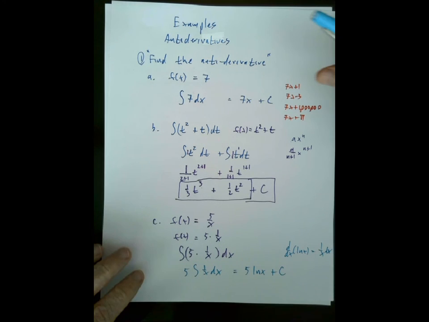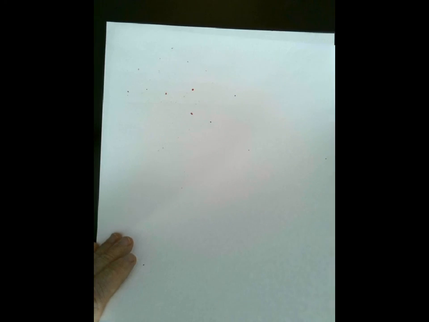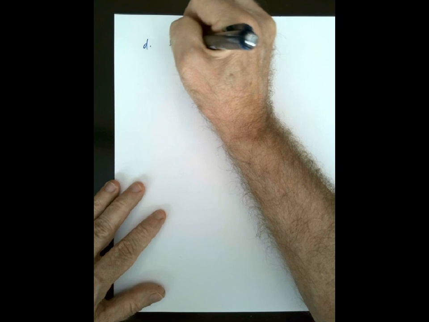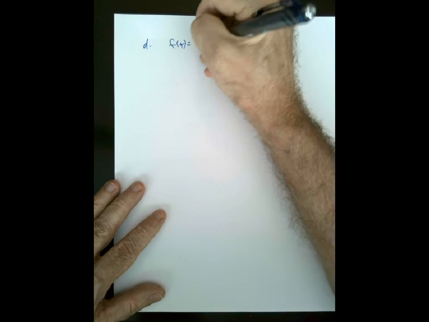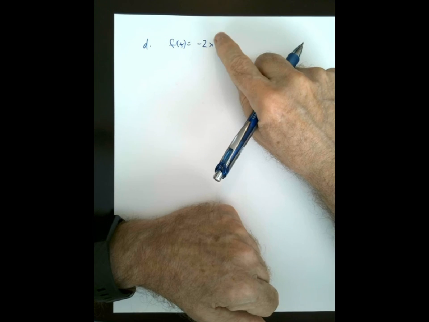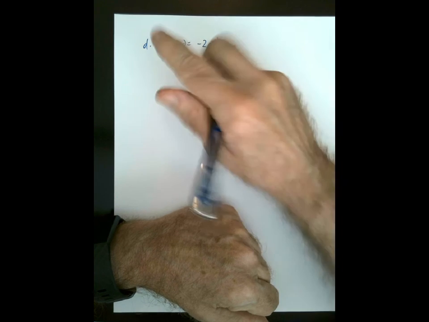Okay, now also, I feel like we could do something like this, and it might fool you if you haven't really thought about it or seen it before. Let's say we're on D now. What if f of x was equal to negative 2x to the negative 1? Well, what do we do about that? We can't use the power rule with negative 1, right? Because if we try just adding 1, it crashes.